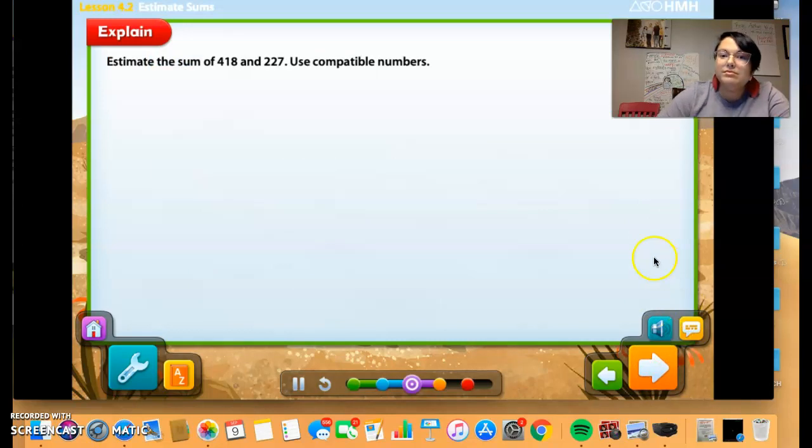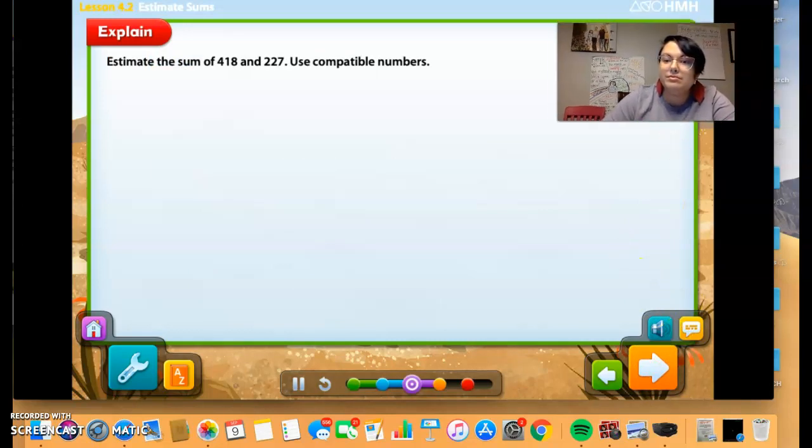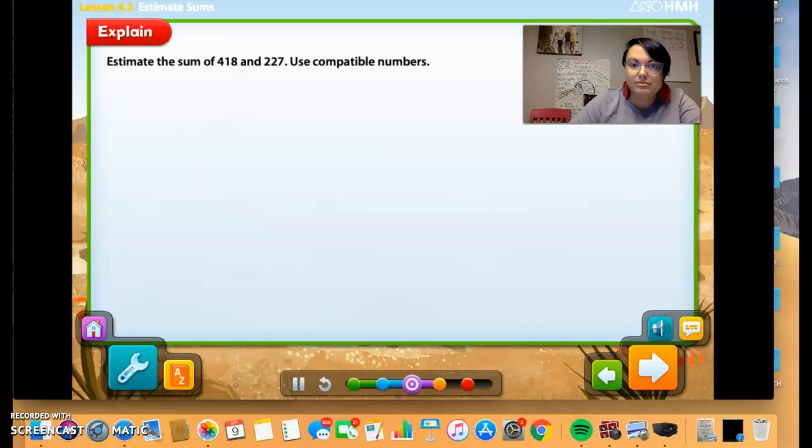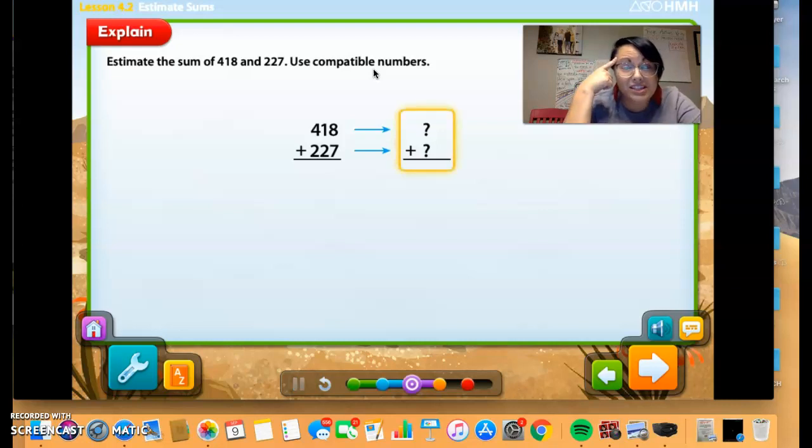Estimate the sum of 418 and 227. Use compatible numbers. Okay, compatible numbers. Look for compatible numbers. That is, numbers that are close to the actual numbers and that are easy to compute. Easy to compute. That's the key there. Think about adding up coins. Think about 25s and 75s and 50s, okay?